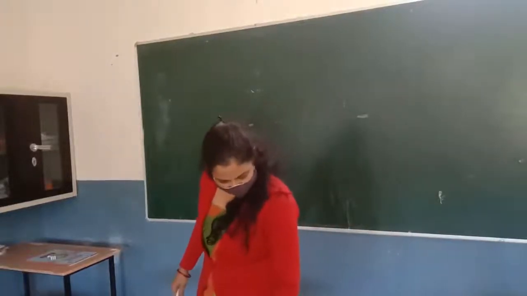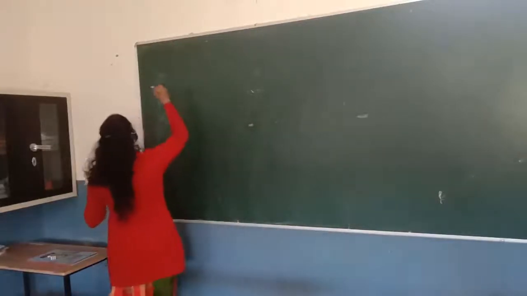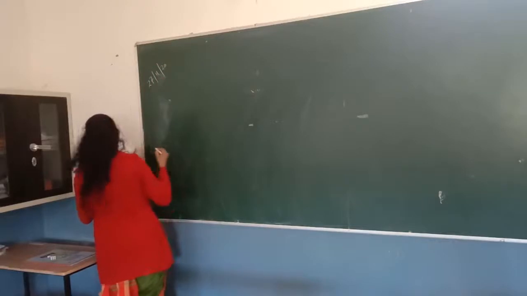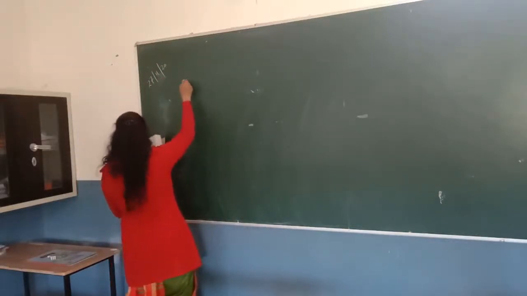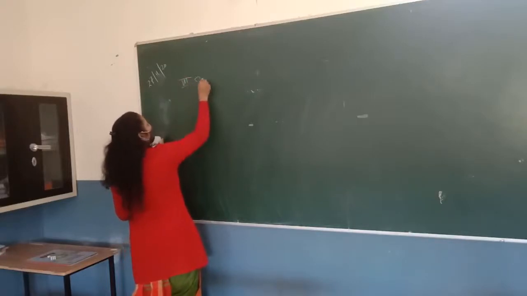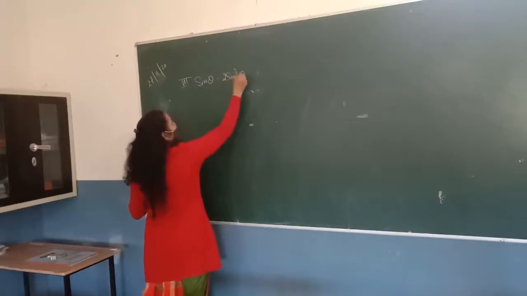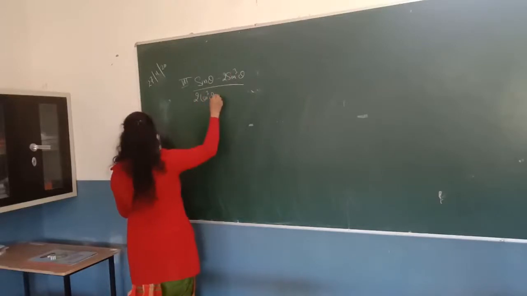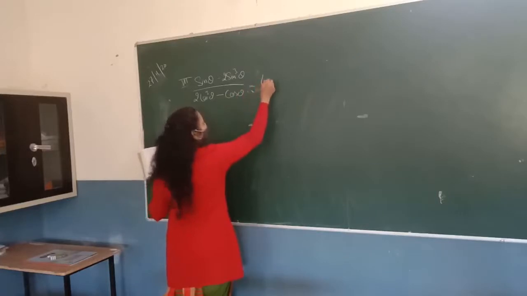Next two questions of trigonometry. First question number 7. Seven part: (sin theta minus 2 sin 2 theta) upon (2 cos cube theta minus cos theta) is equal to tan theta.